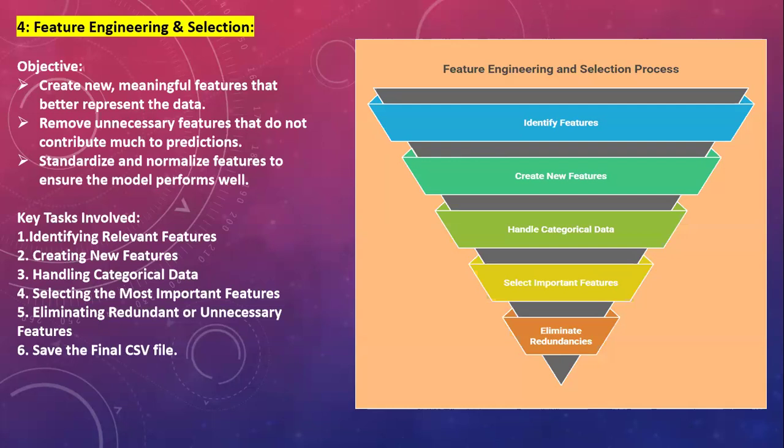And we are going to select the most important features that predict accurate values, by analyzing the correlation analysis. And also we are eliminating the redundant or unnecessary features by analyzing the correlation analysis maps. We are able to easily find those unnecessary features. Finally, we are going to save the final CSV file with these new features of the data. So in this feature engineering, these are the activities and tasks.